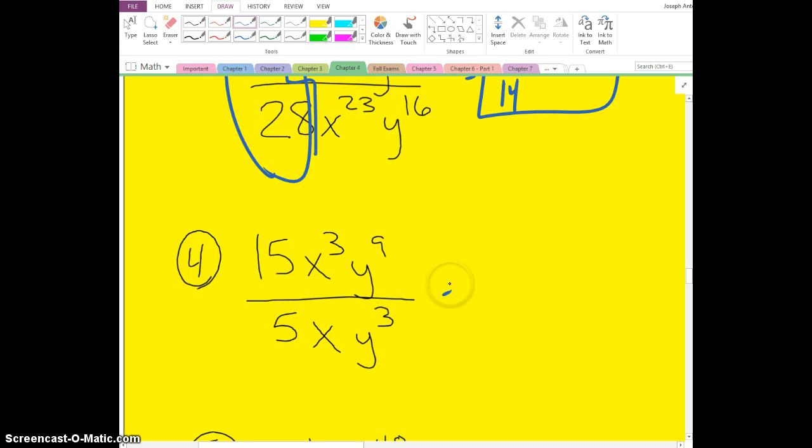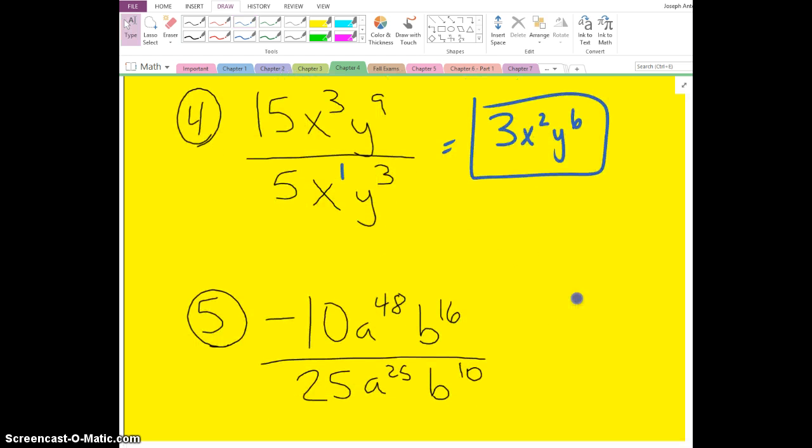If they divide evenly, then you divide it evenly. So 15 divided by 5 would be 3. We don't need the 1 because that's not in simplest form. So we just leave the 3, and then make sure you put a 1 down here in the denominator. 3 minus 1 gives you x squared. 9 minus 3 gives you y to the 6. 3x squared, y to the 6 is your answer.